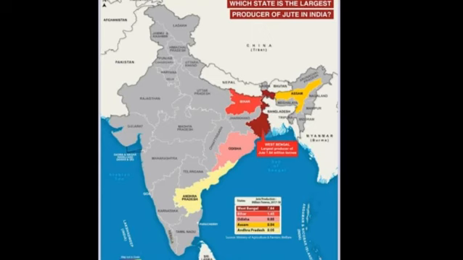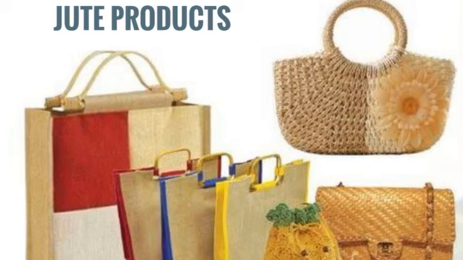Jute is also known as a fiber crop. It is known as golden fiber. A variety of products are made from jute such as carpets, mats, bags, ropes, etc. Come to next page. West Bengal, Bihar, Assam, Odisha are the states where jute is grown extensively.